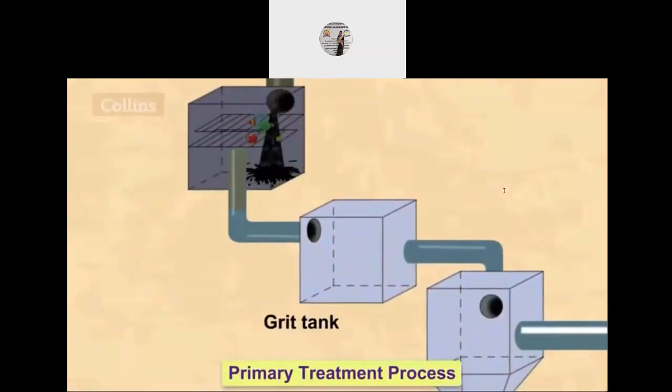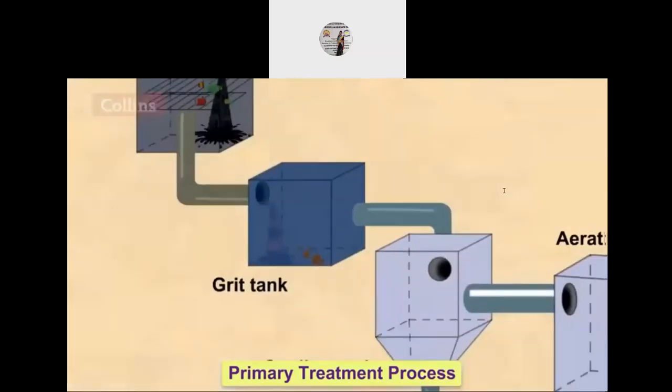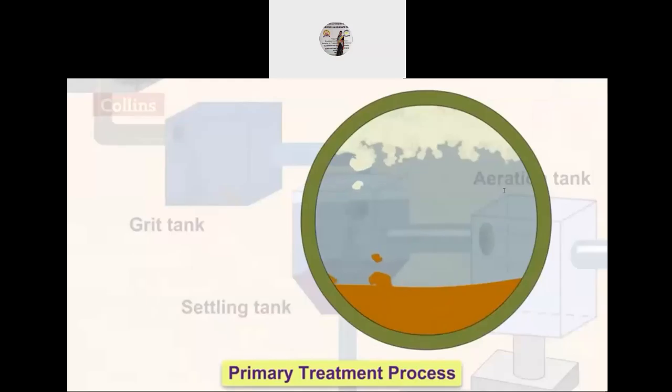In the primary treatment process, the sewage flows through the grit chamber very slowly so that the sand, pebbles, and soil settle down at the bottom. The sewage flows into the settling tank or sedimentation tank, where the solid wastes like feces are allowed to settle down. Wastes such as soaps, oils, and grease rise to the top of the wastewater. The waste material that settles down at the bottom is called the sludge, and the floatable material is called the scum.